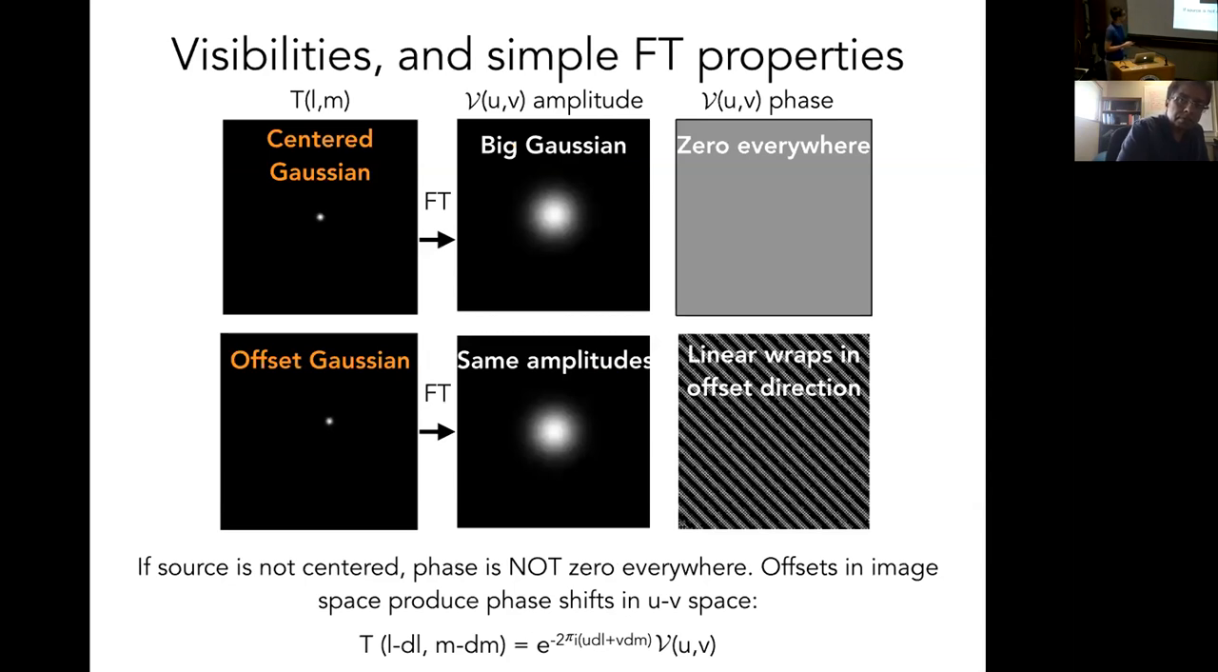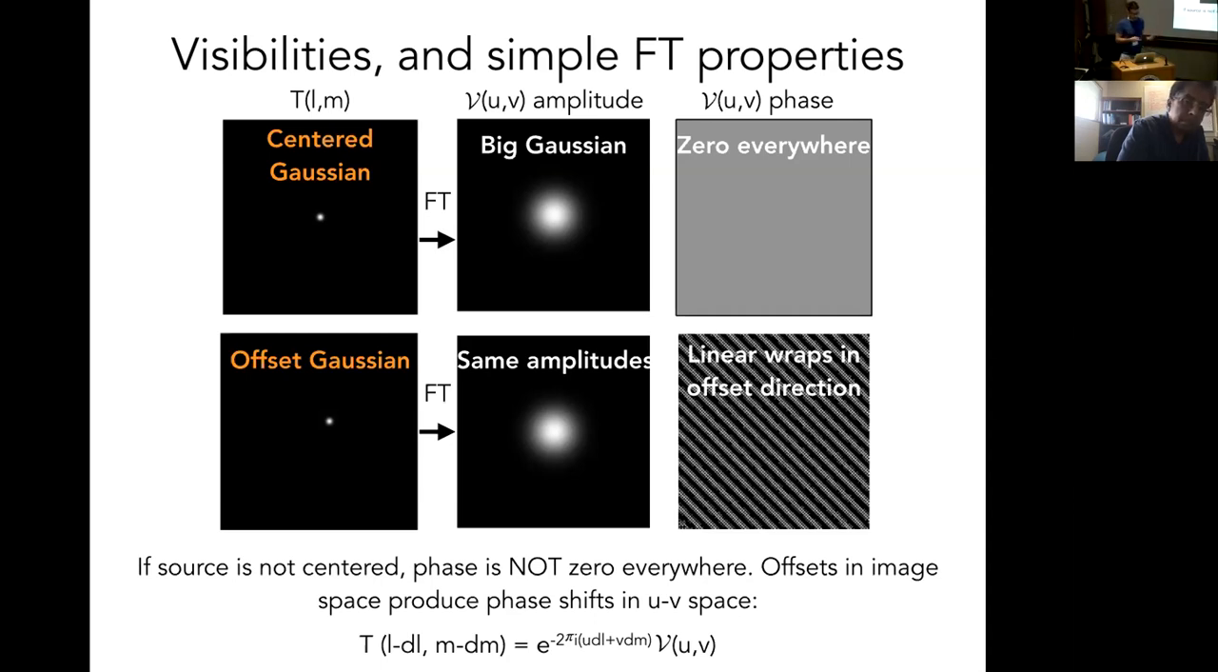And so what happens if the source is not centered? If the source is centered, the amplitude will look like a big Gaussian in this case, and the phase will be 0 everywhere. If you offset this Gaussian, the amplitude will be exactly the same because the amount of flux in this Gaussian is the same as here. But the phase will look different. It will look like wraps that are in the direction of this offset. So this offset is in this direction, and so the phase is wrapping in that same direction.